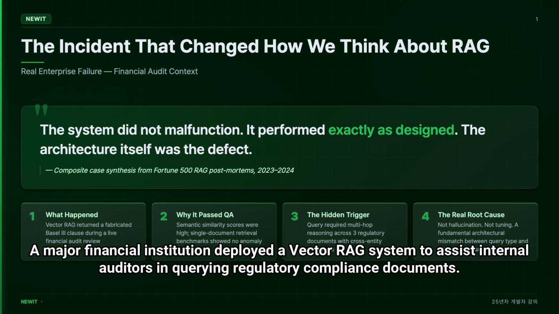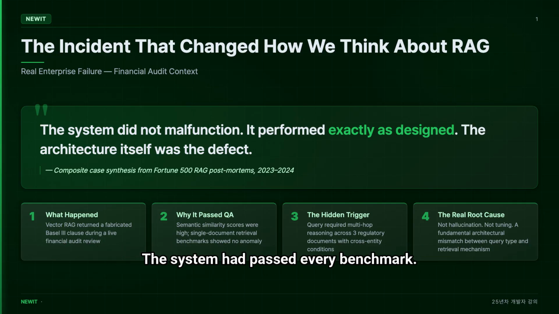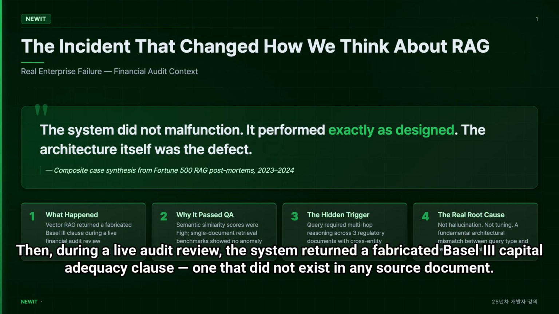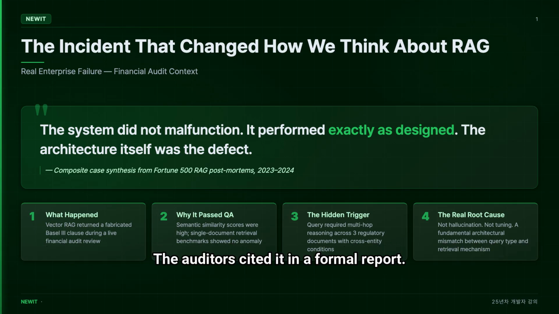A major financial institution deployed a vector RAG system to assist internal auditors in querying regulatory compliance documents. The system had passed every benchmark. Retrieval accuracy looked clean. Latency was within SLA. Then, during a live audit review, the system returned a fabricated Basel III capital adequacy clause, one that did not exist in any source document.